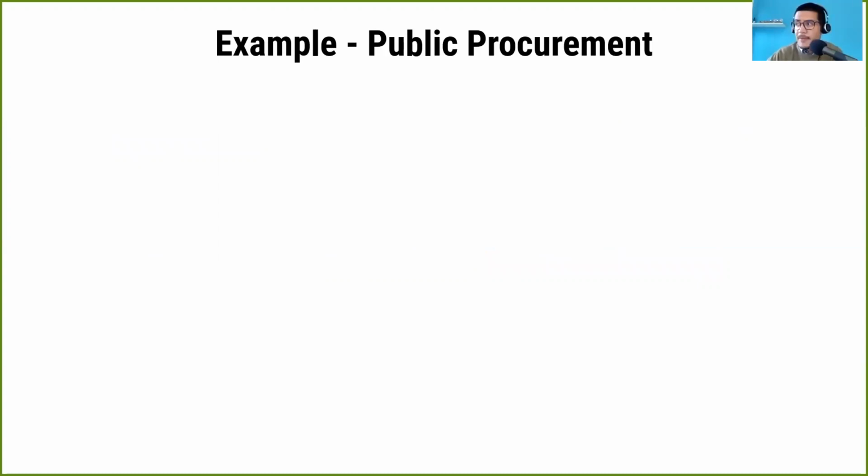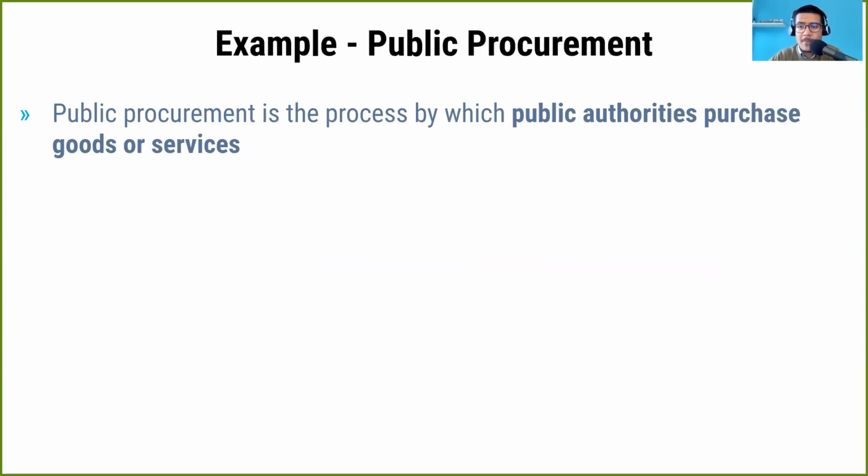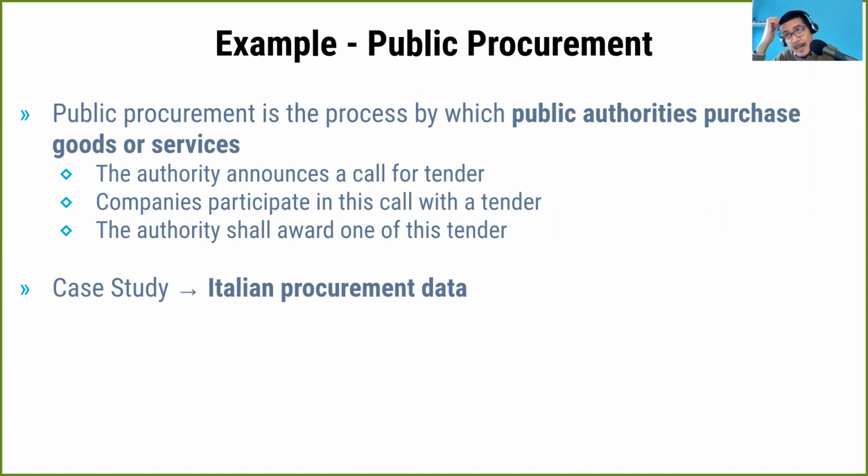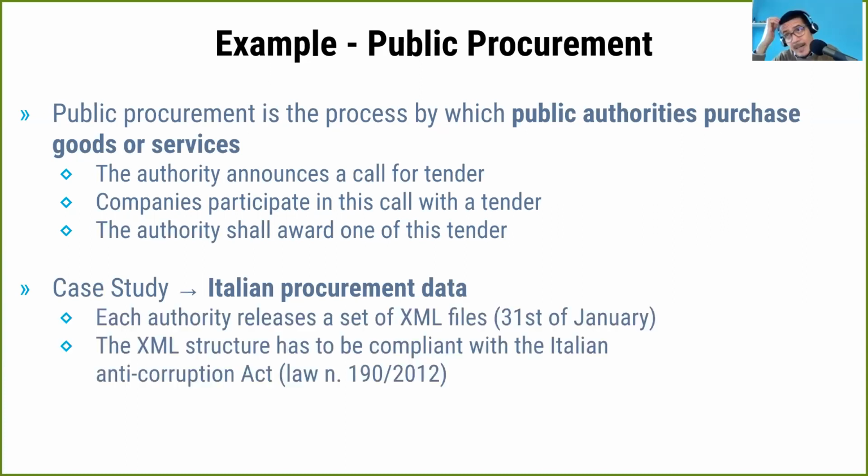To clarify the concept of a semantic model, I will show you an example in the public procurement domain, so in the public contracts domain. Traditionally, public procurement is the process by which public authorities purchase goods or services. In general, the authority announces a call for tender, and companies participate in this call with a specific tender. The authority shall award one of these tenders. I have analyzed the case study of Italian public procurement data that are currently ingested by Synapta in order to create its semantic search service.